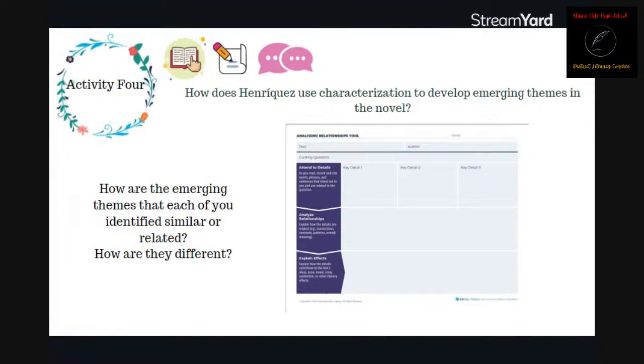This is the first time students use an analyzing relationships tool in this unit, so the teacher might want to explain its purpose or remind them of its purpose and organization and model how to use it using one of the characters from this section of the novel.